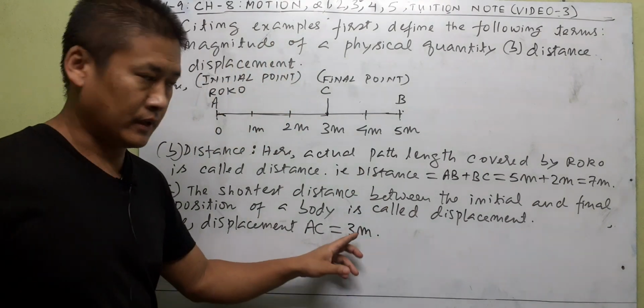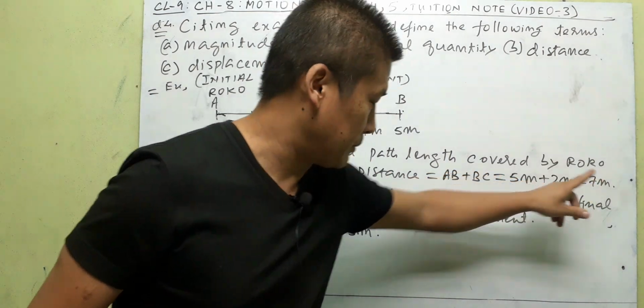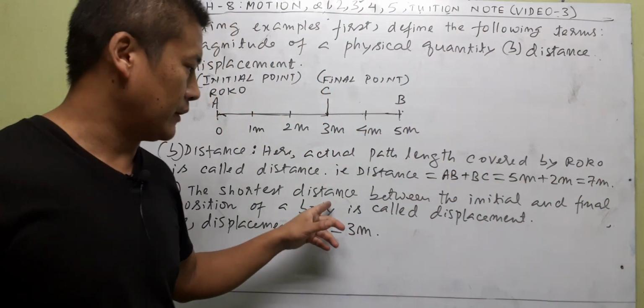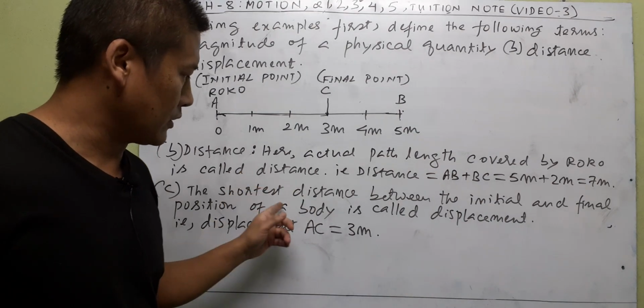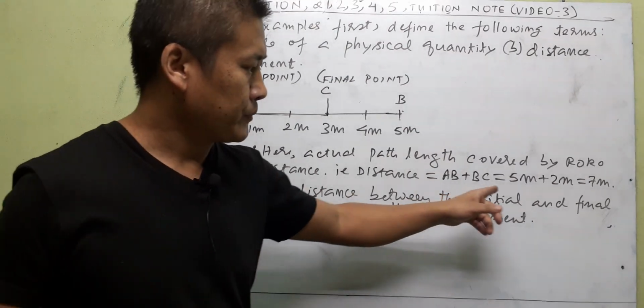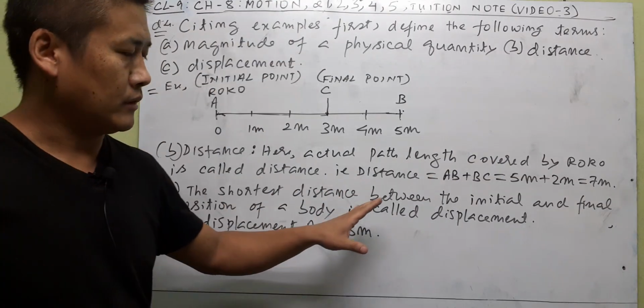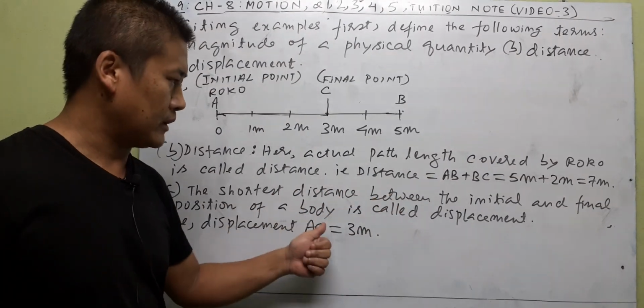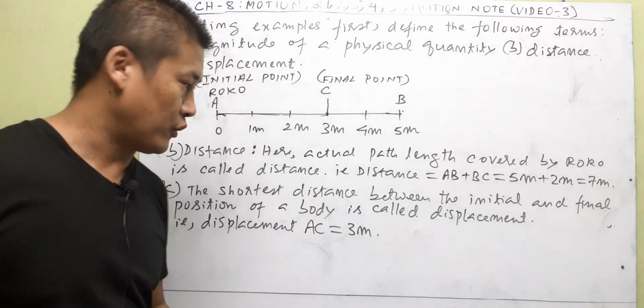So in this case, we can clearly see that distance and displacement are not even the same value, 7 meter and 3 meter, because their definition is also different. Because displacement is the shortest distance between the initial and the final position of an object or body, okay? So that is the basic difference between distance and displacement. I hope you're getting it.